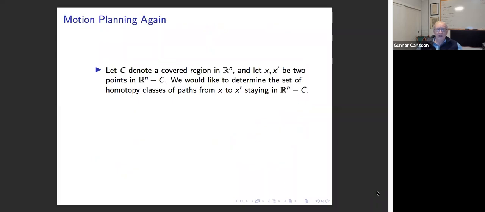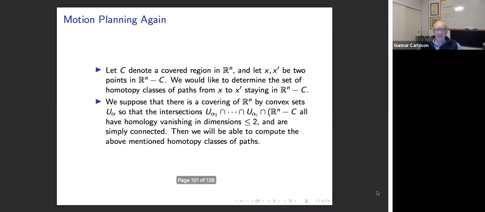All right, so let's think about motion planning for a minute. Let C denote a covered region in Rn. Let x and x prime be two points in Rn minus C. We'd like to determine the set of homotopy classes of paths from x to x prime staying in Rn minus C. So we suppose there's a covering of Rn by convex sets, U alpha, so that the intersections U alpha 1 intersect ... U alpha I, intersect Rn minus C, all have homology vanishing in dimensions less than or equal to 2 and are simply connected.